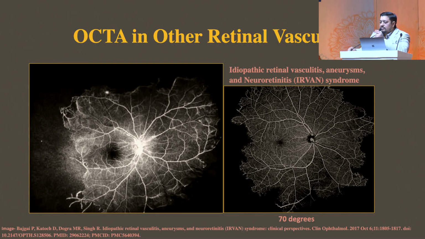With the wide field OCTA, which has been described in the previous talk, diseases like IRVAN, which is idiopathic retinal vasculitis, aneurysms and neuroretinitis, can be diagnosed by using a wide field OCTA.